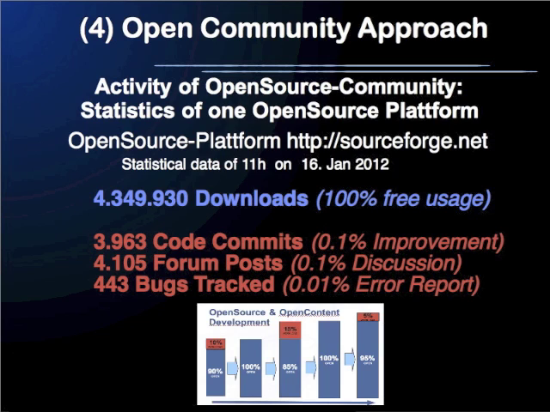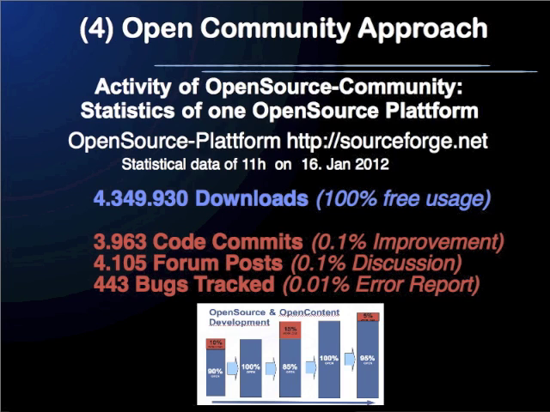To identify the ratio between the workload and the freely available software resources, I looked at an 11 hours activity on one of the open source platforms called sourceforge.net. During these 11 hours we had more than 4 million downloads, which are equivalent to 100% free usage. During that time, we had 4,000 code commits, which are improvements of the existing software packages, 4,000 forum posts, and about 450 bug tracks.